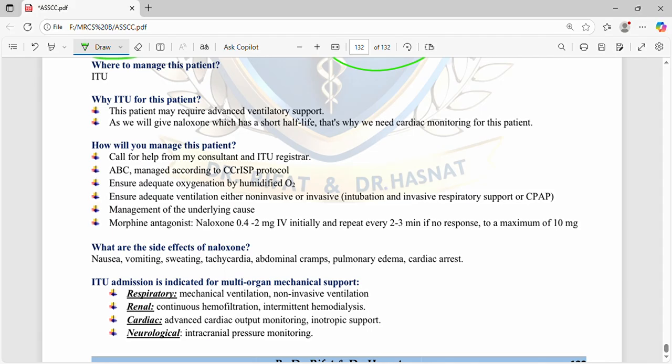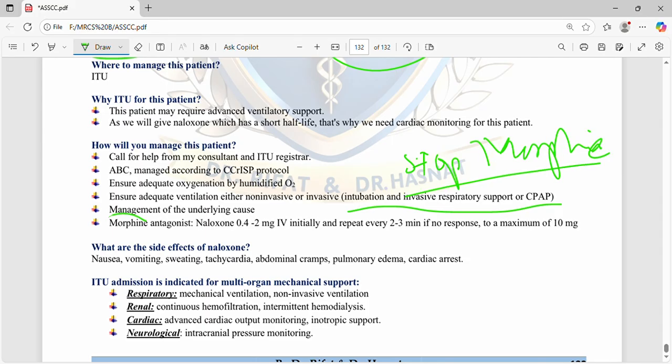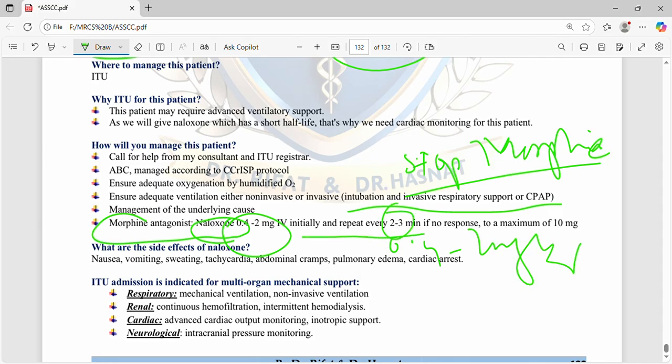How will you manage this patient? Call for help from my consultant and ITU registrar. ABC, manage according to CRIS protocol, ensure adequate oxygenation by humidified O2, ensure adequate ventilation, either non-invasive or invasive, intubation and invasive respiratory support or CPAP, and management of the underlying cause. Stop morphine, and you can give naloxone as antidote. 0.4 to 2 milligram IV initially and repeat every 2 to 3 minutes, and if no response you can go up to a maximum of 10 milligram.